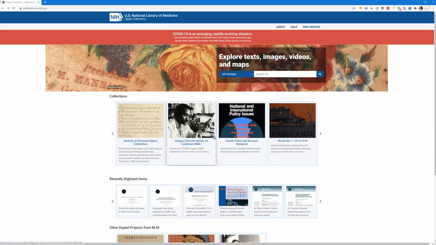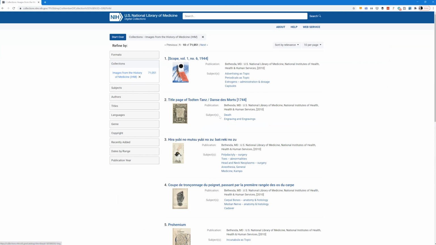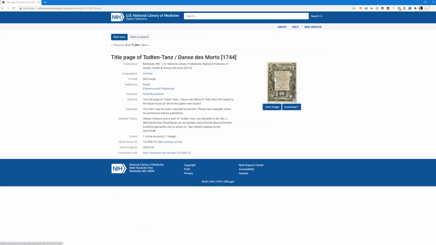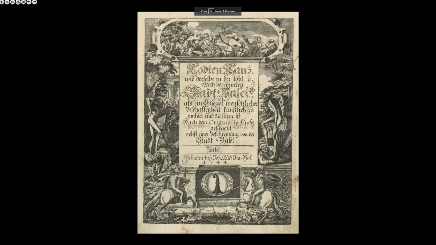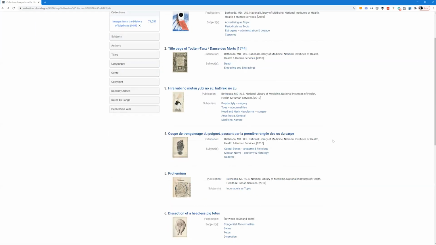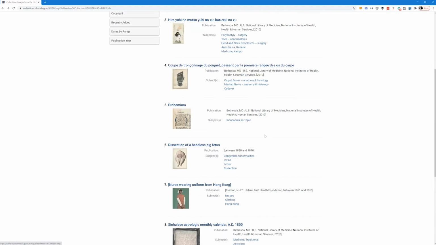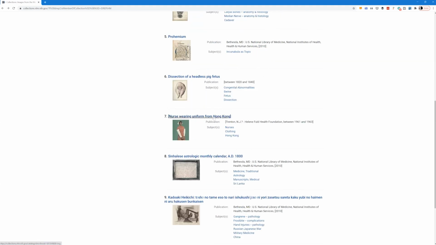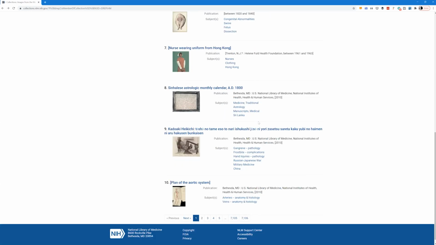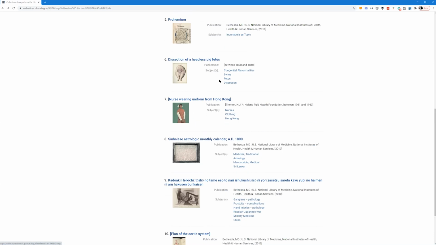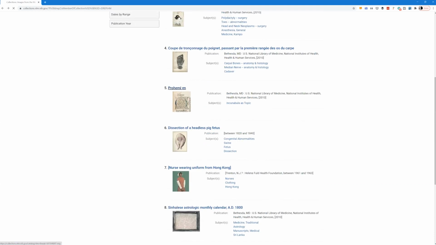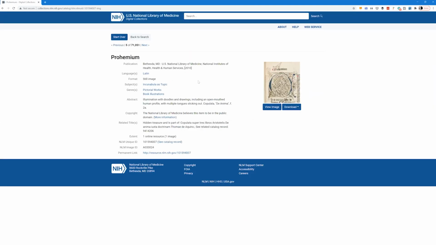There is also a sizable collection of images from the history of medicine, ranging from Renaissance depictions of death and the dance of death, to anatomical diagrams, to nurse costumes, nurse uniforms, I should say, of various nations. The nice thing about this collection is a good percentage of them will be in the public domain, and if so, it'll make a mention of that in the copyright.